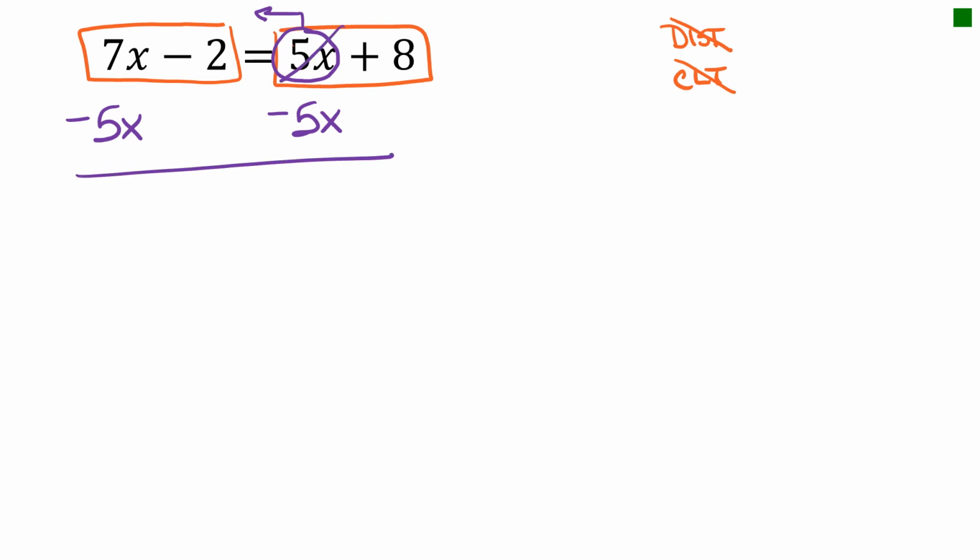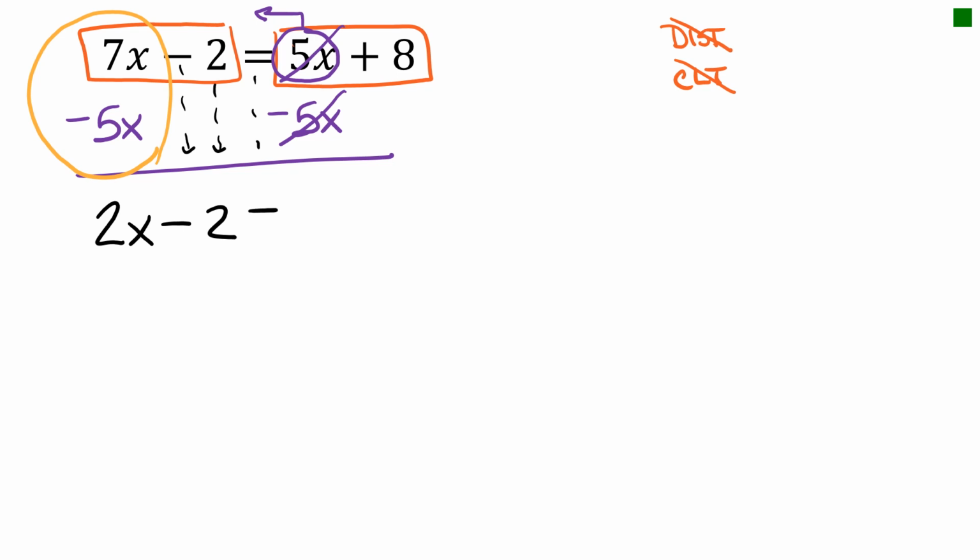Check over here, positive 5x, negative 5x cancel. Over here, I'm looking up and down at 7x minus 5x. And when I take 7x minus 5x, I get 2x. I haven't touched the minus 2. There's an equal sign. Those are gone, so it equals 8. Voila! You now have a two-step equation.